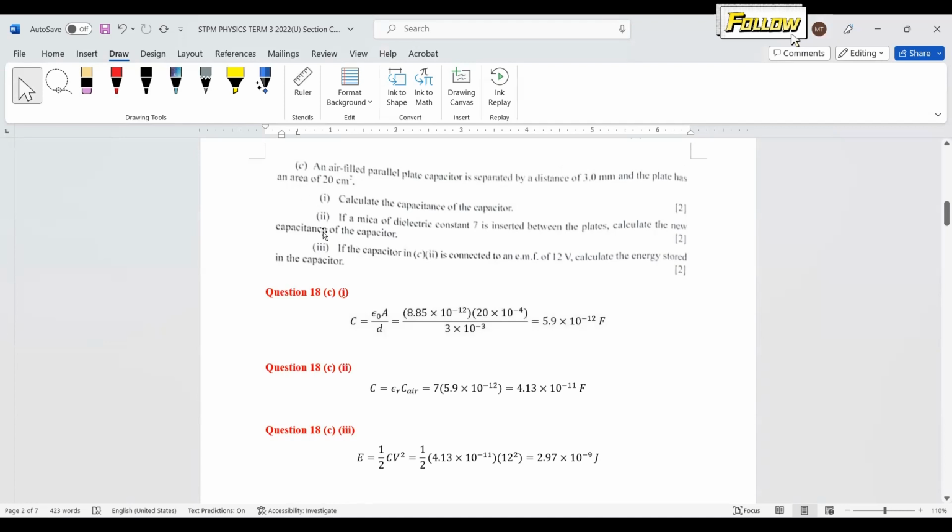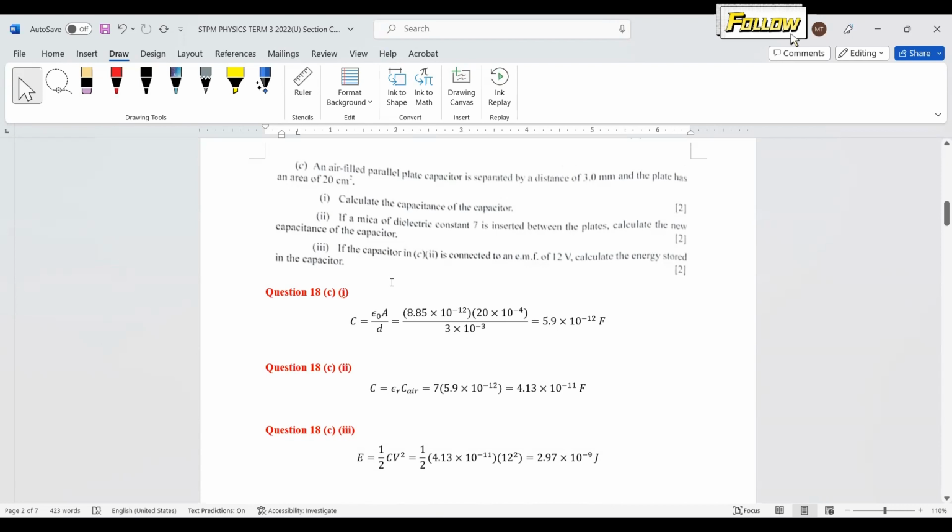For the second question, a mica of dielectric constant 7 is inserted between the plates. Calculate the new capacitance of the capacitor. We have the formula C equal to epsilon R multiplied by the capacitance of the capacitor. So the answer should be 4.13 times 10 to the power negative 11 farad.